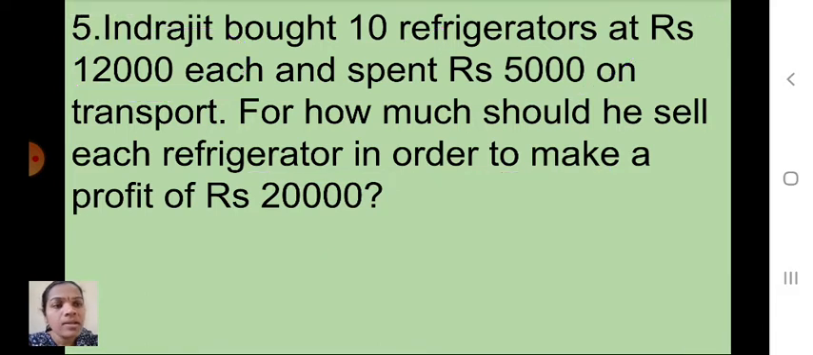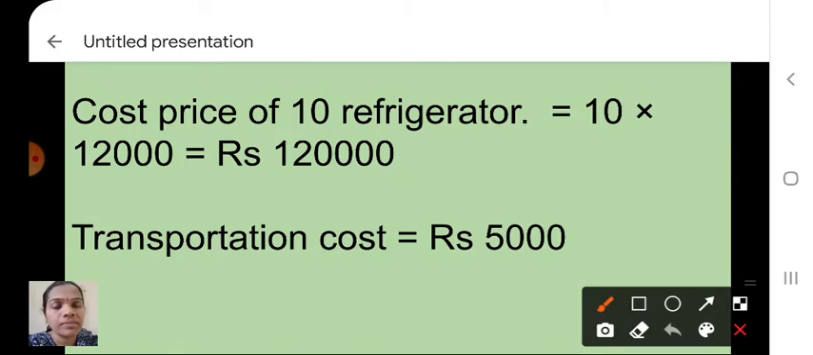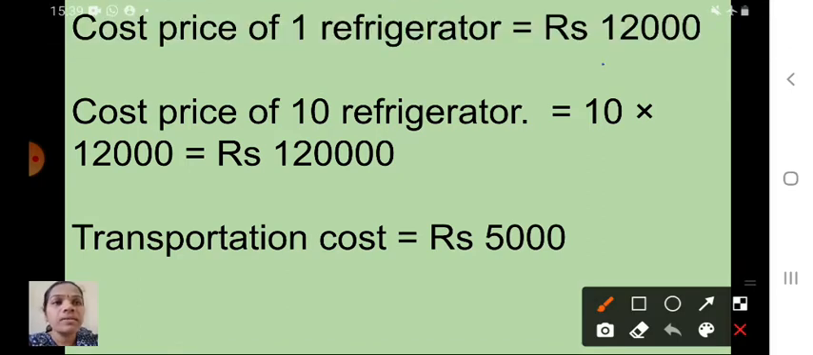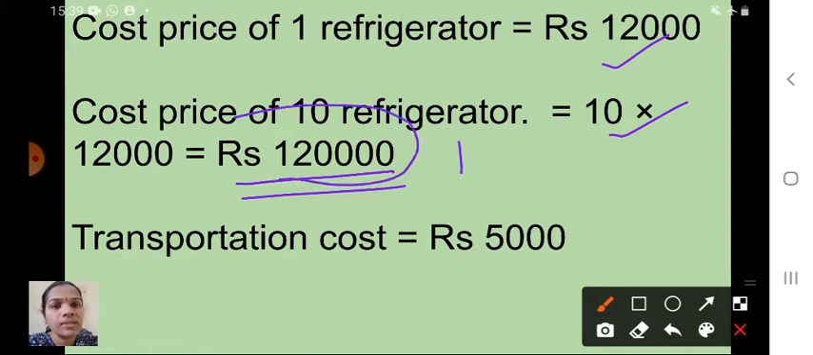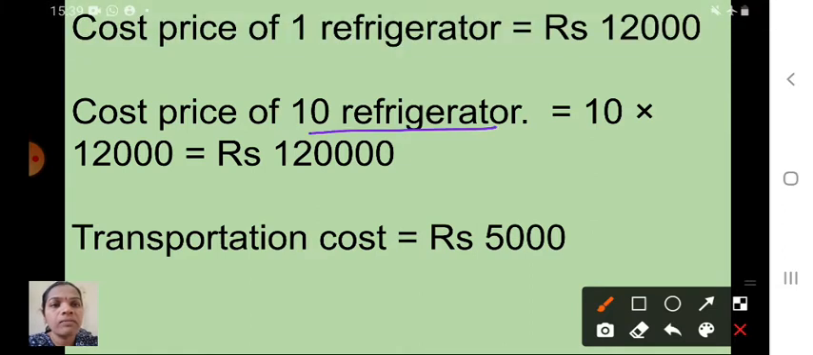Okay children. See, first what we have to find? We have to find total cost price. Cost price of one refrigerator is 12,000. Okay. So cost price of 10 refrigerator is equal to what? 10 into 12,000. That means, see here children, 1,20,000. So cost price of 10 refrigerator is what?